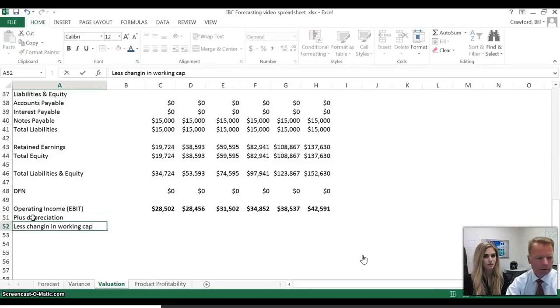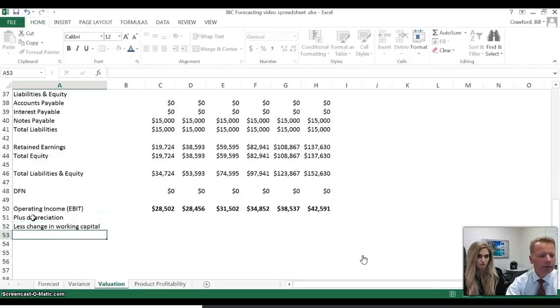Did I spell it wrong? Change in, and that's not right. I'm going to fix it. We can make a word. Change in working capital, and then less capital expenditures.